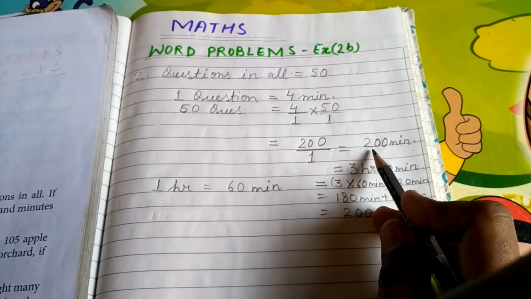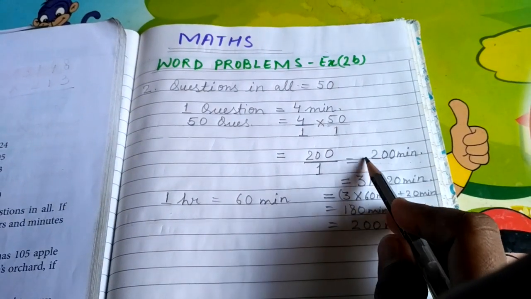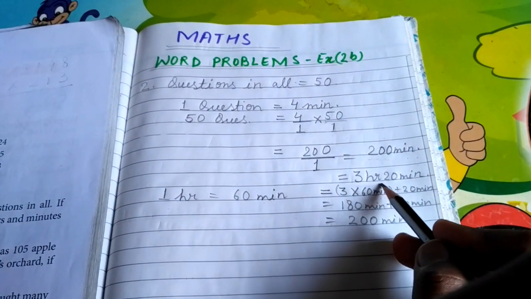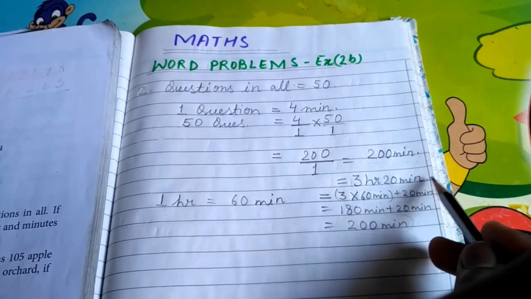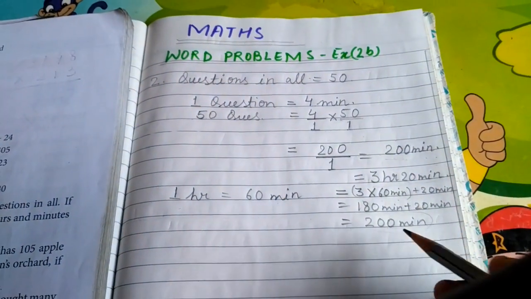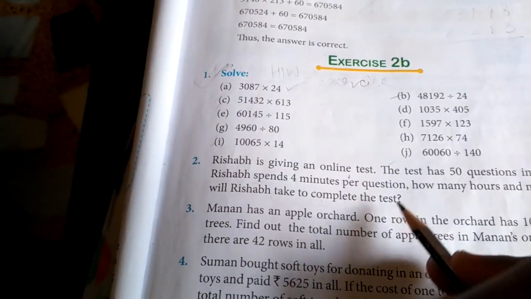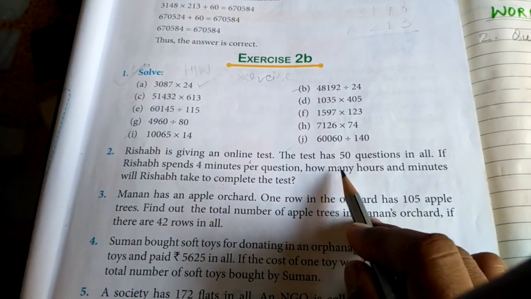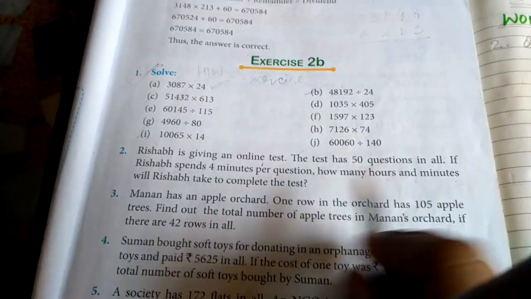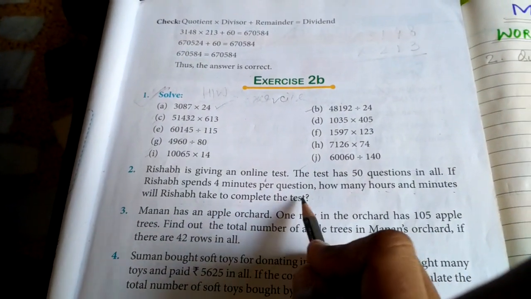So it is matching with this. So you can write answers like this also, 200 minutes, or better you convert it into hour and minutes form. Okay, no issue with that. So at last you have to write one conclusion statement that question is asking how many hours and minutes will Rishabh take to complete the test.